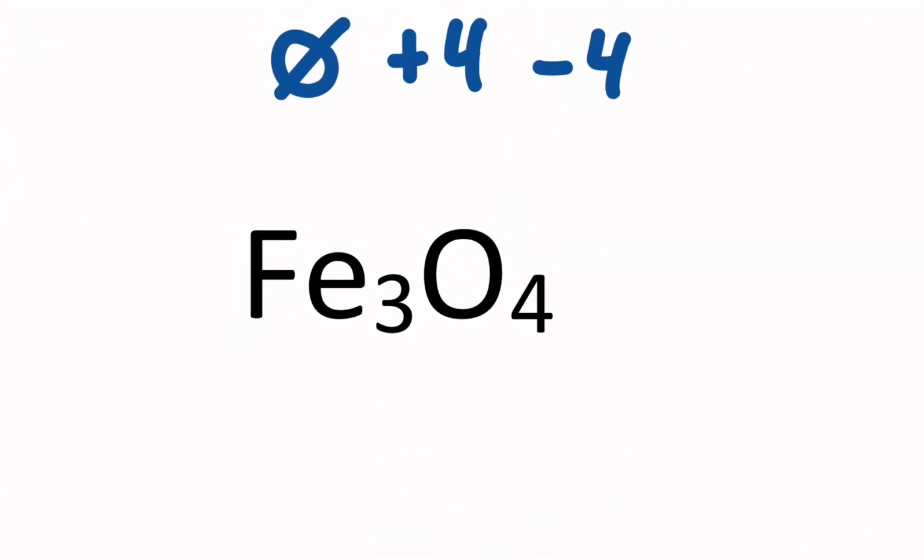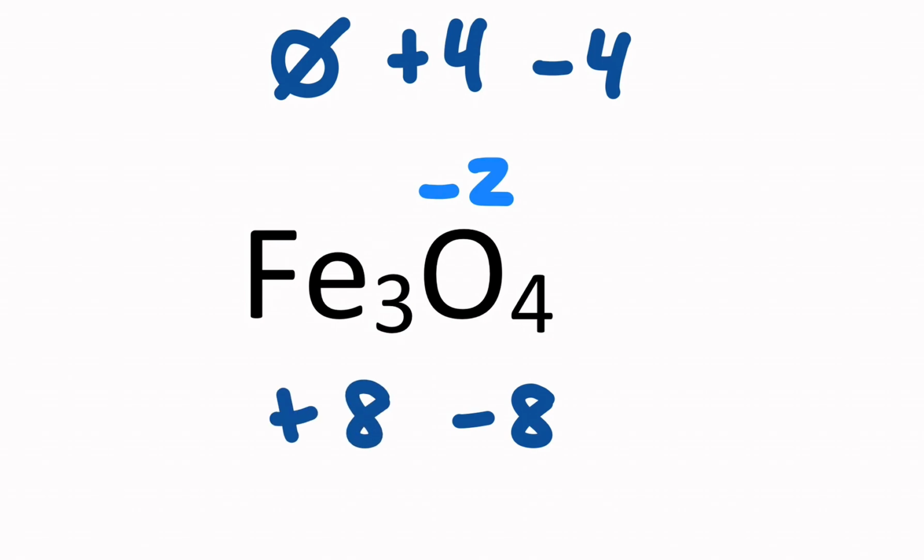Then it gets even wackier with Fe3O4. The oxygen is -2. That's a total of -8 if I keep track. That must mean the irons add up to +8. So if you guessed that it's a fraction, you are correct. It is +8/3. And you should be going, what the heck does that even mean?